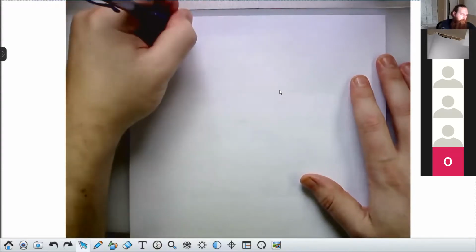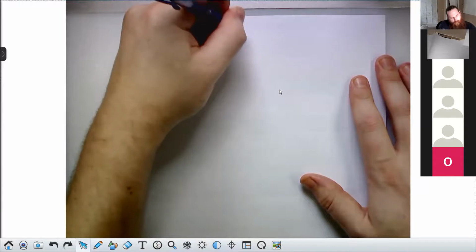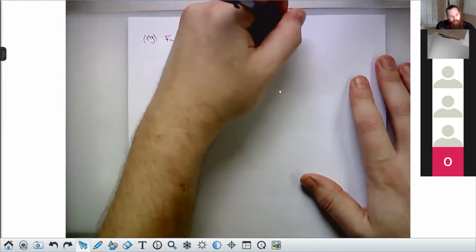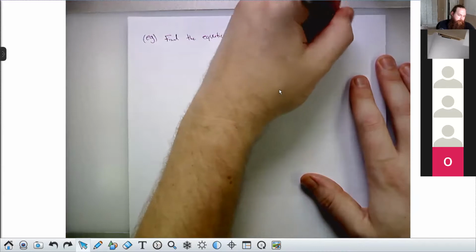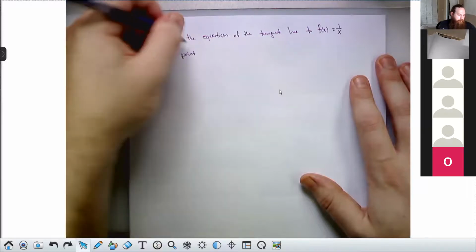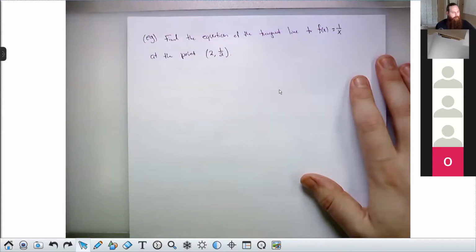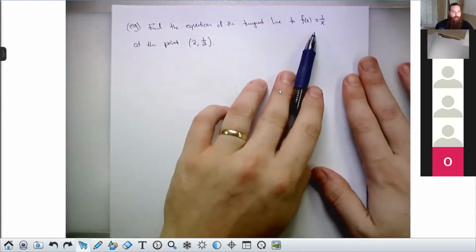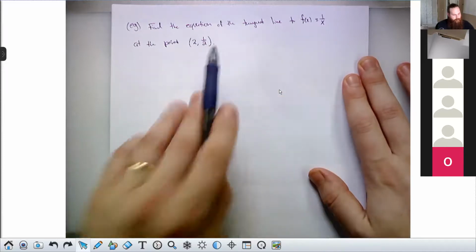find not the slope, but the equation of the tangent line to the function f of x equals 1 over x at the point 2, 1/2. So 2, 1/2 is a point on the graph of this function. I want to know what's the equation of the tangent line to this function at this point.